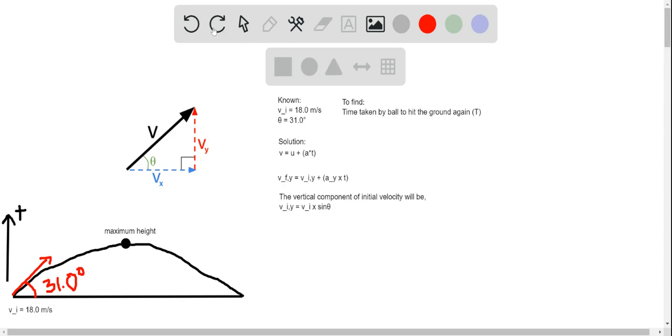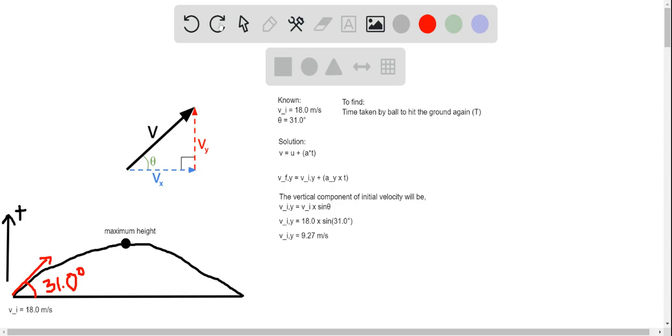Okay, so let's first find out what the vertical component of the initial velocity is. So Viy would be equal to Vi, which is the initial velocity with which the ball was kicked, times sine of theta. And that is 18 times sine of 31 degrees, which would be 9.27 meters per second. So we found the vertical component of the initial velocity.